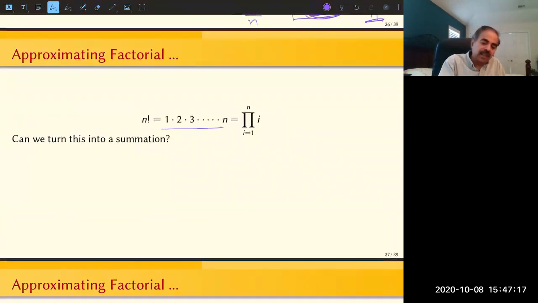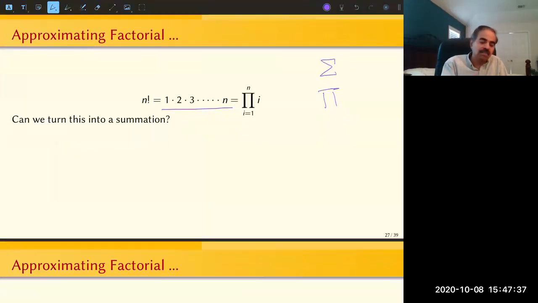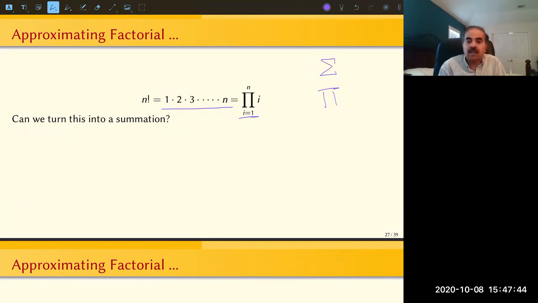So n factorial is this product, right? So 1 times 2 times 3, all the way to n. And just like sigma is a notation for compactly representing a sum, pi is a notation for representing a product. So that's the notation. But of course, what we have been talking about so far is adding up, and we haven't talked about how to do multiplication.